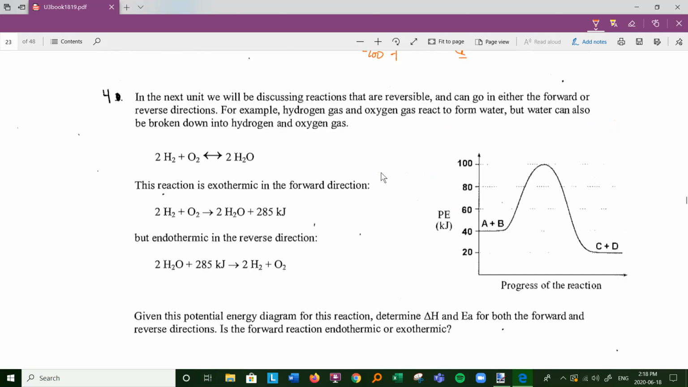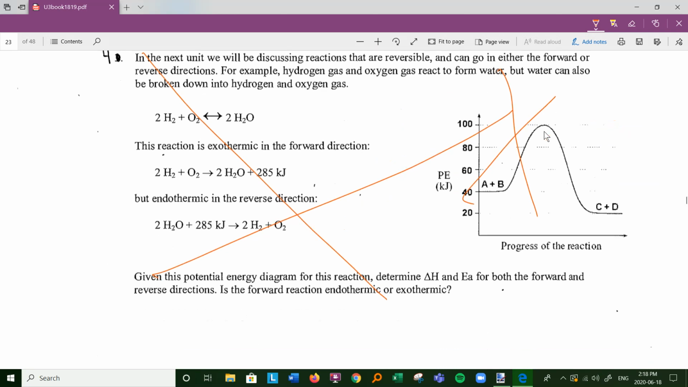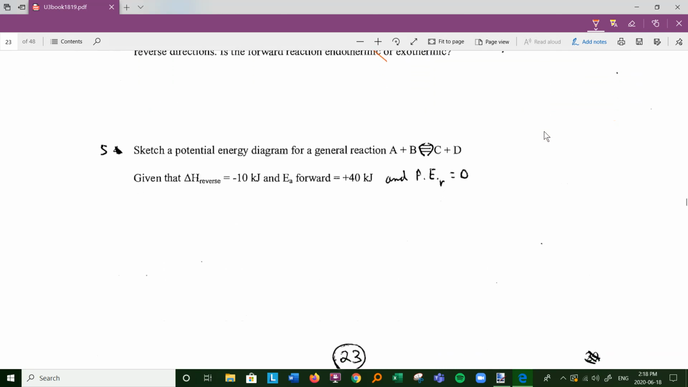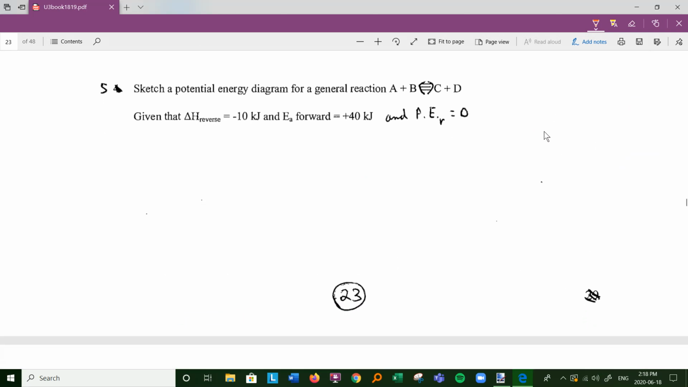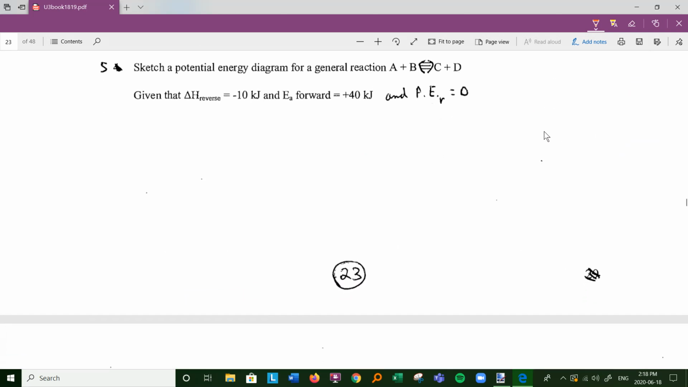This question 4, I don't like the wording. Some of these concepts aren't good, so don't worry about question 4. Question 5, we can try.